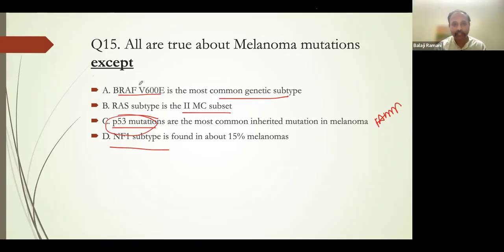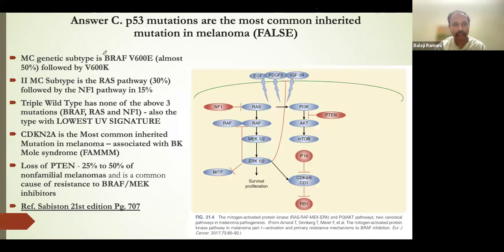So BRAF V600 is the most common genetic mutation. It's not the inherited one. BRAF V600E is the most common genetic mutation that you identify. The second is the RAS mutation. The most common is BRAF V600E followed by V600K. 50% have V600E followed by V600K. The second most common overall subtype is the RAS pathway mutations, which happen in 30% of cases, and then the NF1 pathway in about 15% of cases.